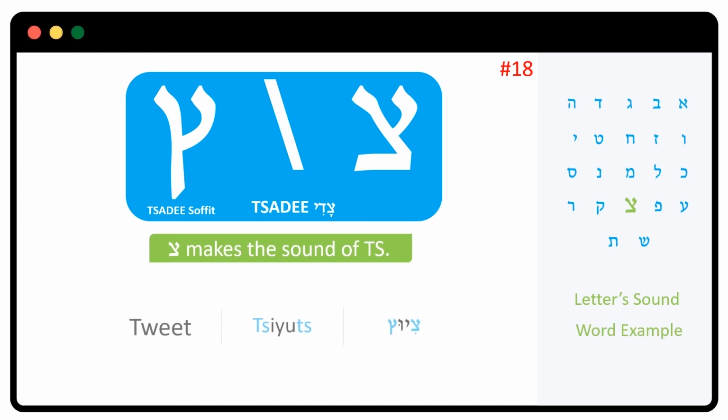Let's look at the following word example with the letter Tsadi. The word tziyutz. The word tziyutz contains both forms of the letter Tsadi. And tziyutz means a tweet.